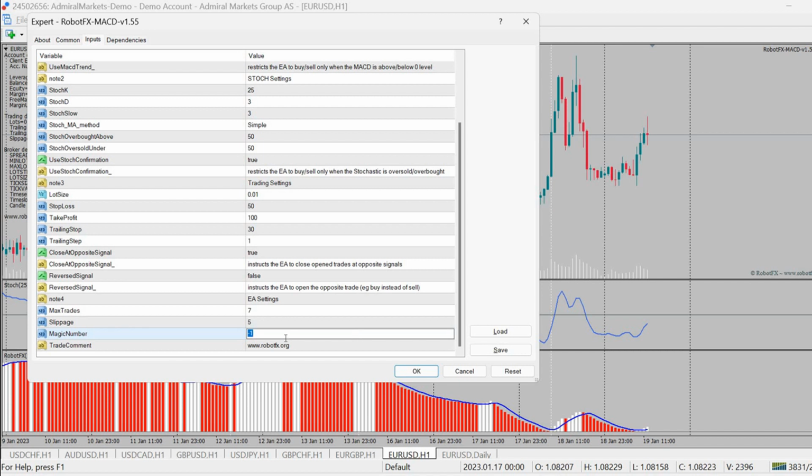So you have to change this to a positive number and make it so that it will differ from chart to chart. You can leave it just to 1, 2 for the second chart, 3 for the third chart, and so on.